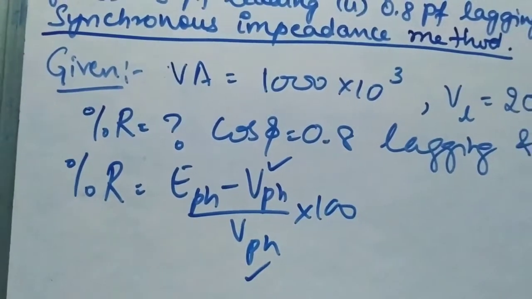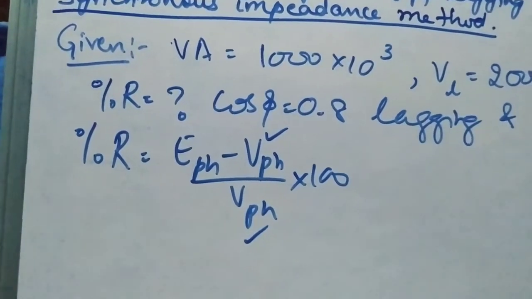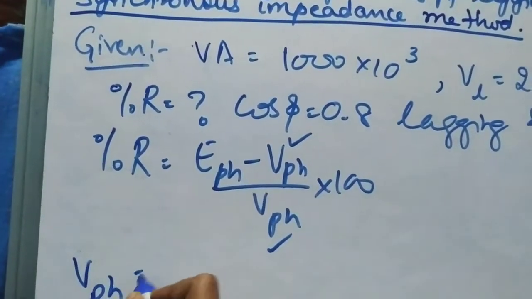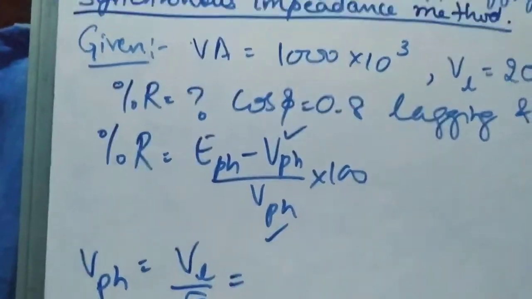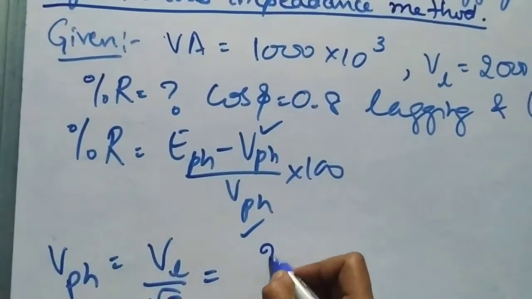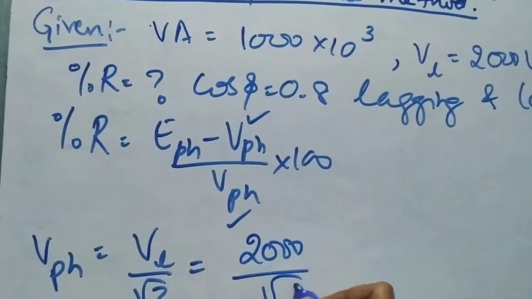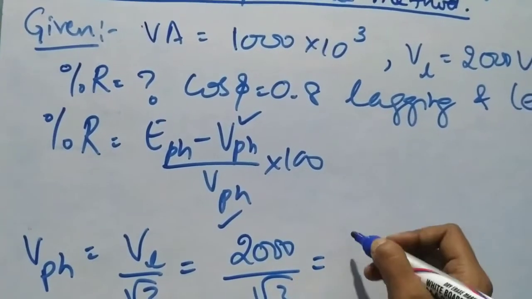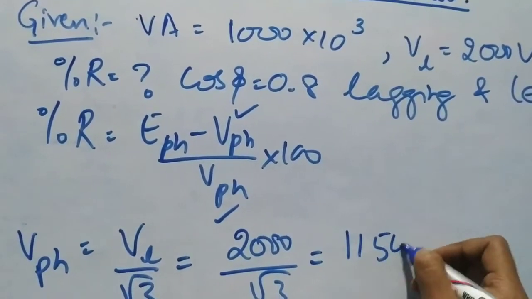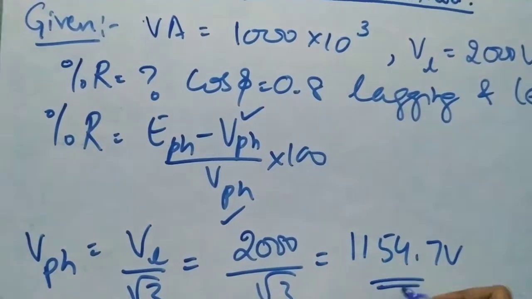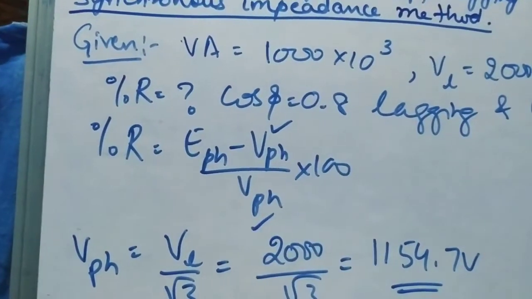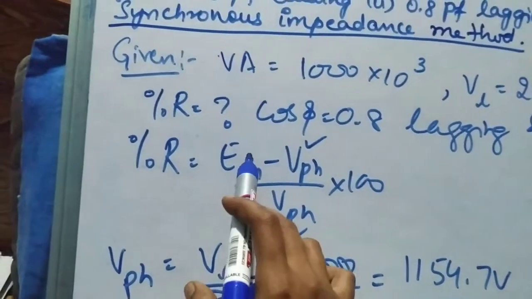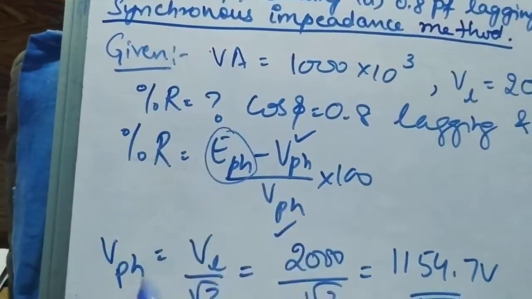So how to get the value of V phase? V phase is given by the formula V phase is equal to V line divided by root 3. What is the line voltage given here? 2000. So 2000 divided by root 3 leads to 1154.7 volts. So we are going to substitute V phase as 1154.7 volts.